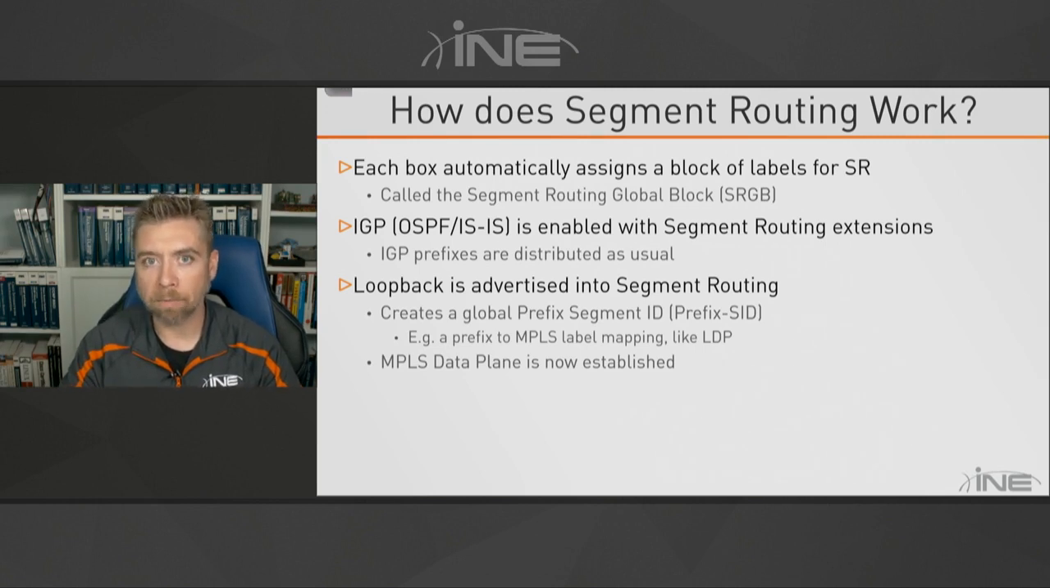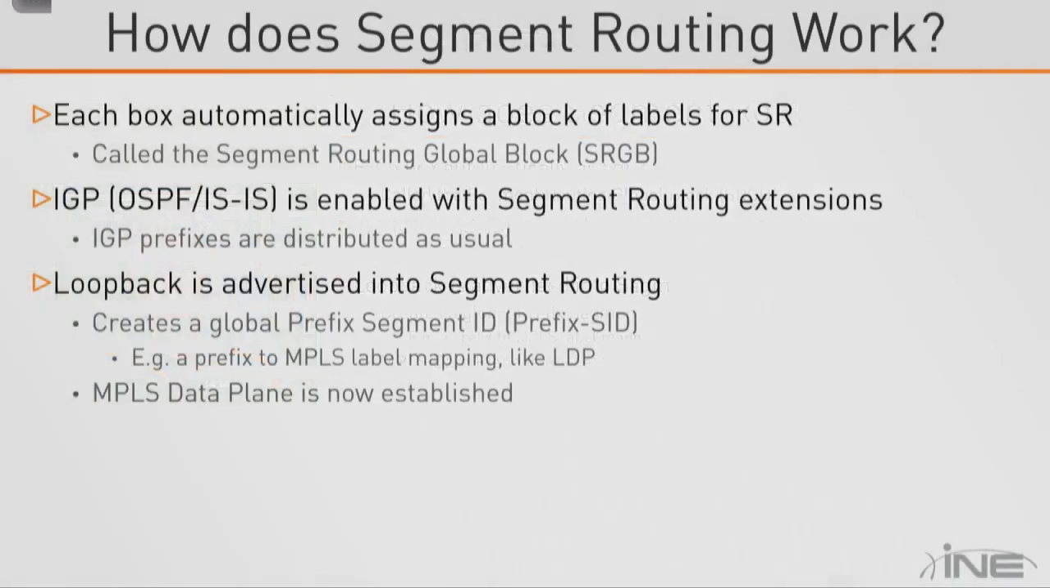But in the case of segment routing, since IGP itself is distributing the labels, assuming that you have that mapping for the prefix SID towards your loopback, then there's essentially nothing else that we need to do in order to establish the MPLS data plane.